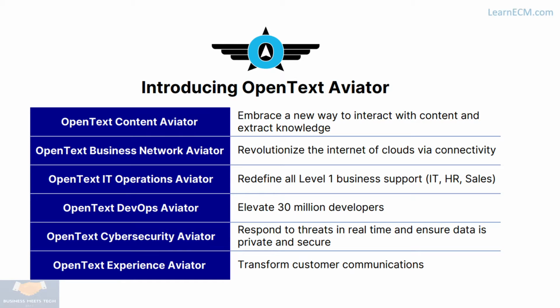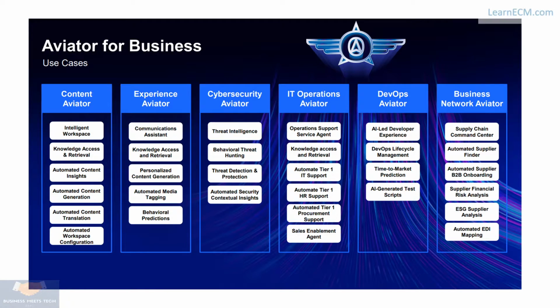Then we also have OpenText IT Operation Aviator, OpenText DevOps Aviator, then OpenText Cyber Security Aviator, and then Experience Aviator. So there are different lines of this Aviator. So it is important to understand, when we are trying to understand how this product line is being developed by OpenText, that there are different Aviators, and out of that there is one which is called OpenText Content Aviator. Right, so we will also see maybe in our subsequent videos about different types of Aviator, but today we want to focus on OpenText Content Aviator. From the business perspective, if we see the use cases, again there are different Aviators.